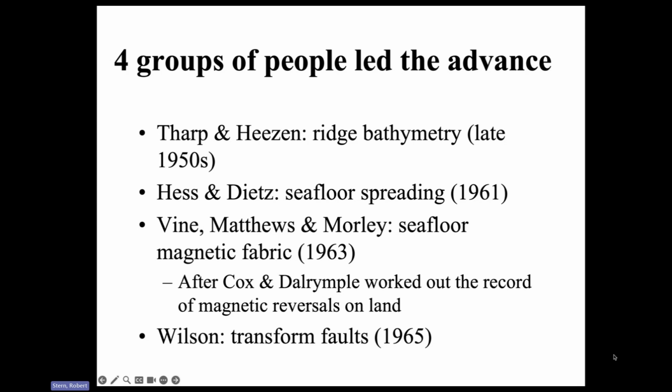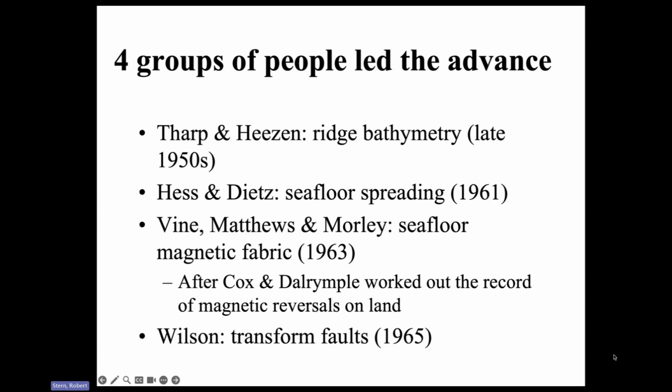developed the idea of seafloor spreading in the early 1960s. Then Vine-Matthews-Morley developed the idea of a seafloor magnetic fabric, and what caused it. But this required that people on land worked out the record of magnetic reversals. And that was Cox and Dalrymple. And then Wilson added the understanding of transform faults in 1965. So the things we'll talk about today were basically worked out in the mid 1960s.